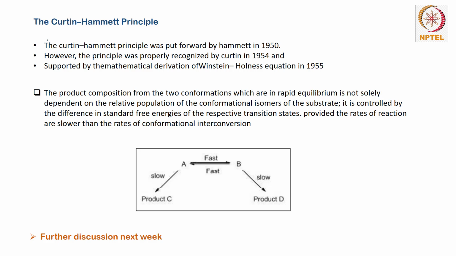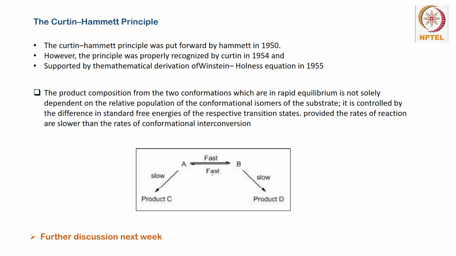So if we go one by one, that is saying that suppose a substrate has two conformers. There are two terms: one is conformation and the other is configuration. So what is conformation and what is configuration? Conformation means those which are interconvertible, like staggered and eclipsed. They are called conformers or conformations.